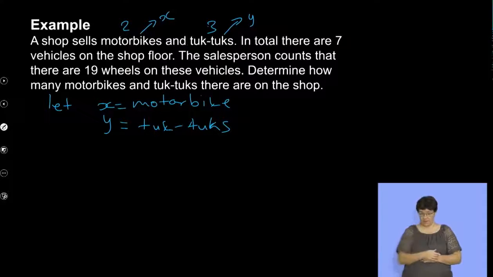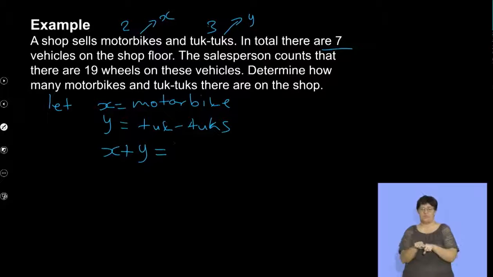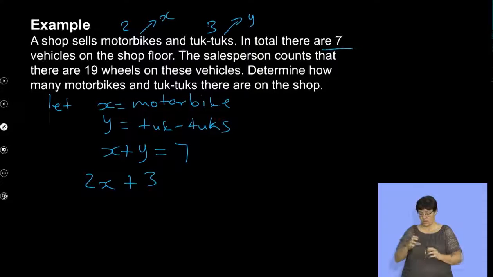And then I can solve from there. So let's have a look at it. Now, what do I know? I know that in total, there are 7 vehicles, right? It means that X plus Y equals 7, right? The number of motorbikes plus the number of tuk-tuks must equal 7. The number of wheels is going to be, the motorbike is 2x, right? Each bike has 2 wheels, plus the tuk-tuk has 3 wheels. So this must give me a total of 19 wheels.